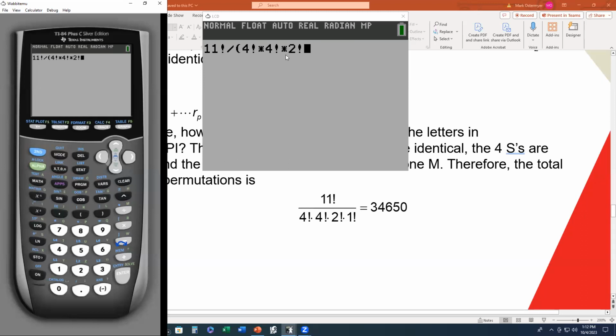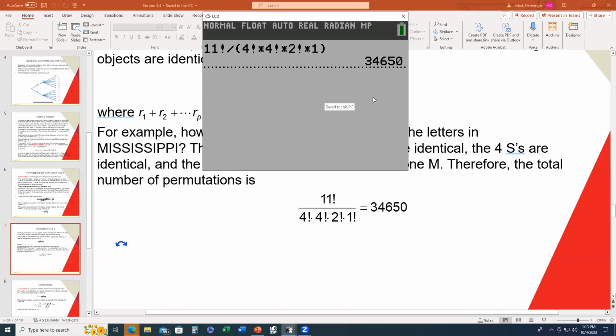You know, 2 factorial is just 2 times 1 is 2. So, I mean, you could have just typed in 2 here. 1 factorial is just 1. Just type in 1. All right. That's how you type it in on your calculator. And you do get 34,650 unique ways of arranging these letters in the word Mississippi to form a unique arrangement in a particular order. Okay. Now, we're obviously not going to enumerate all the ways or show you all the ways. We'll be here for a very long time.